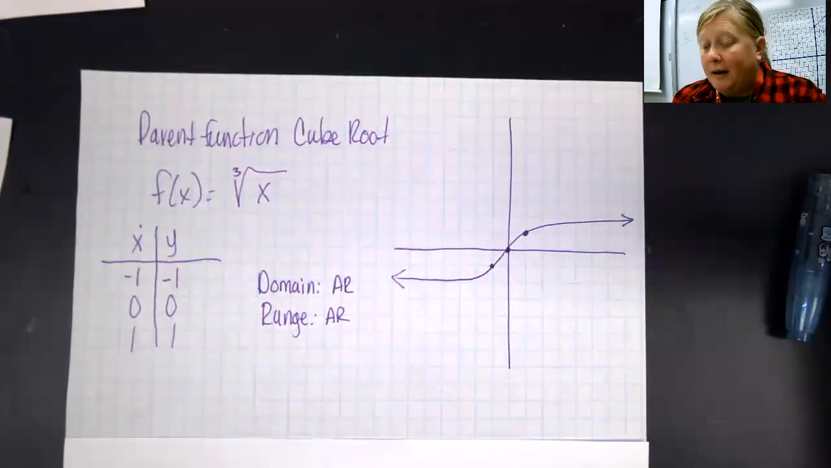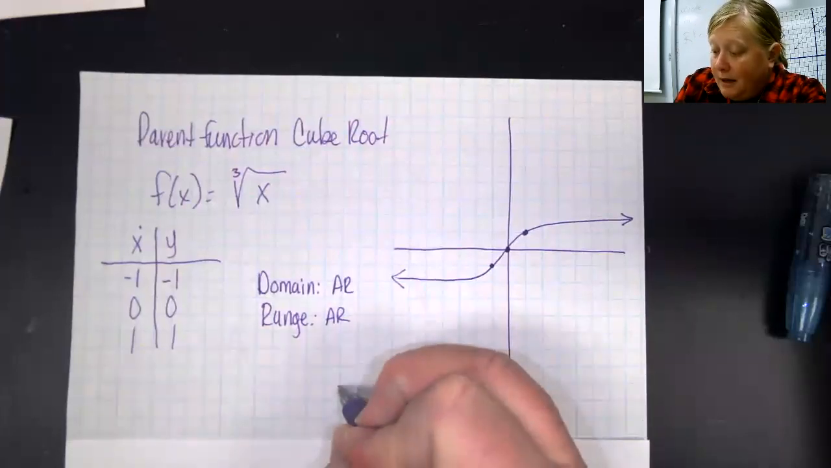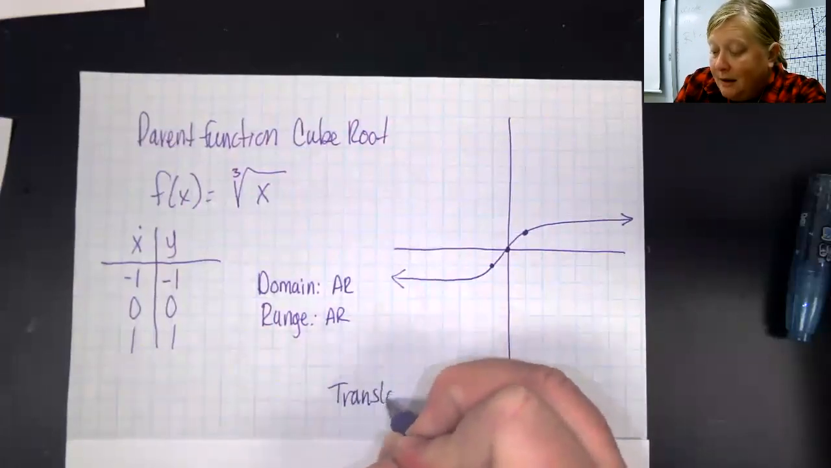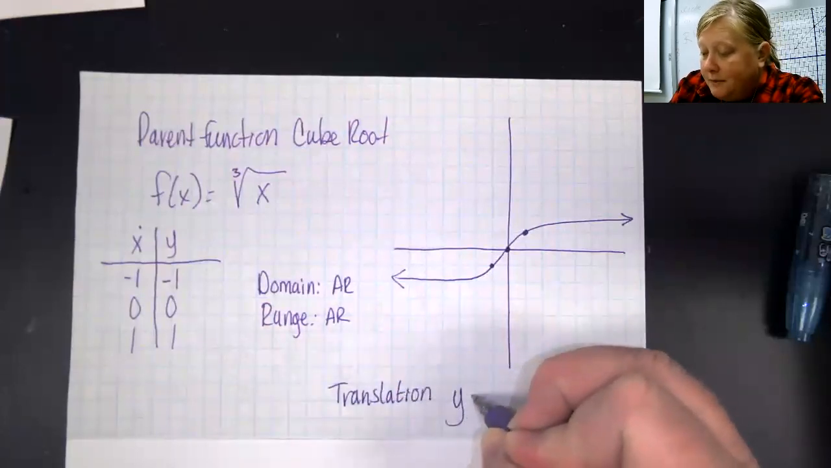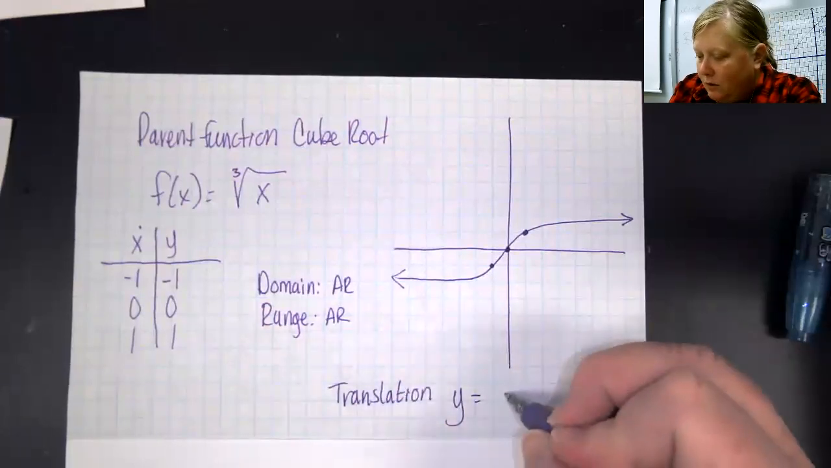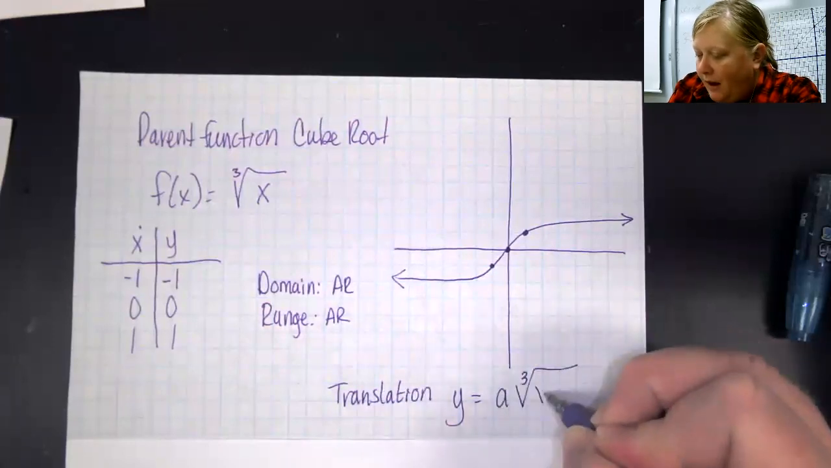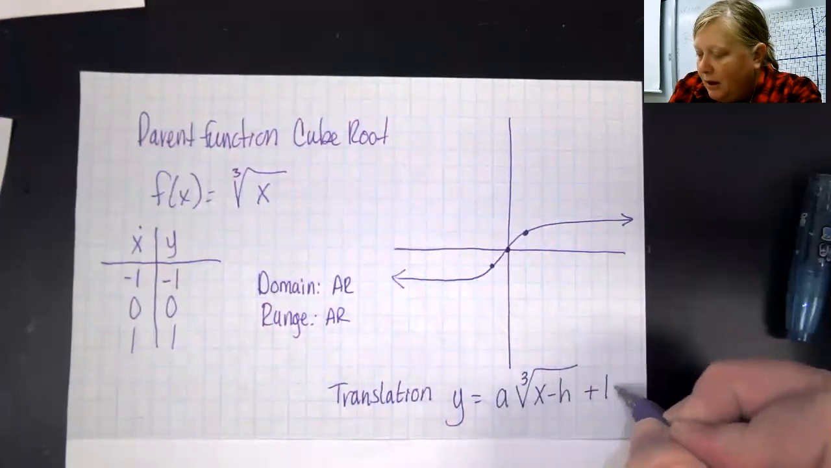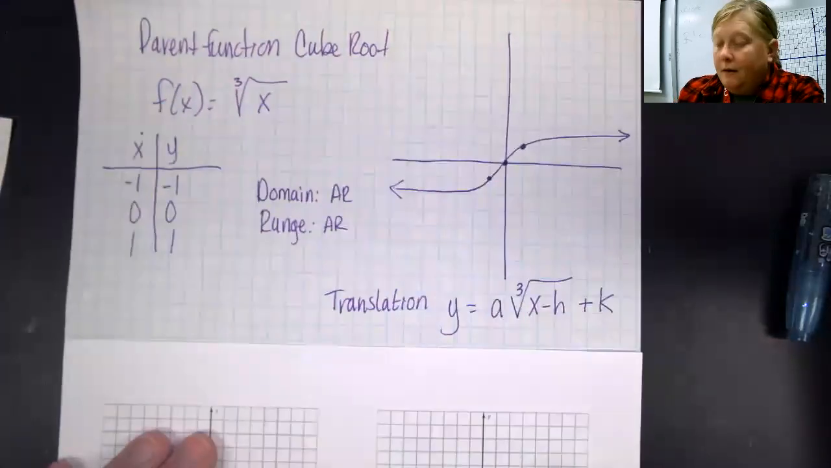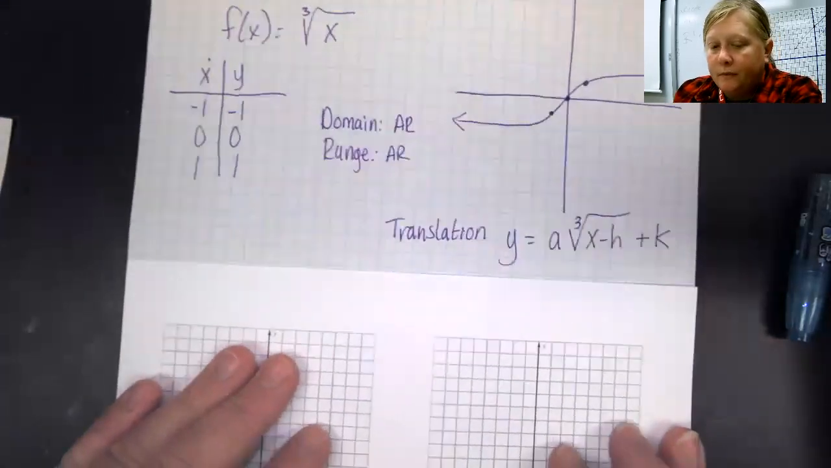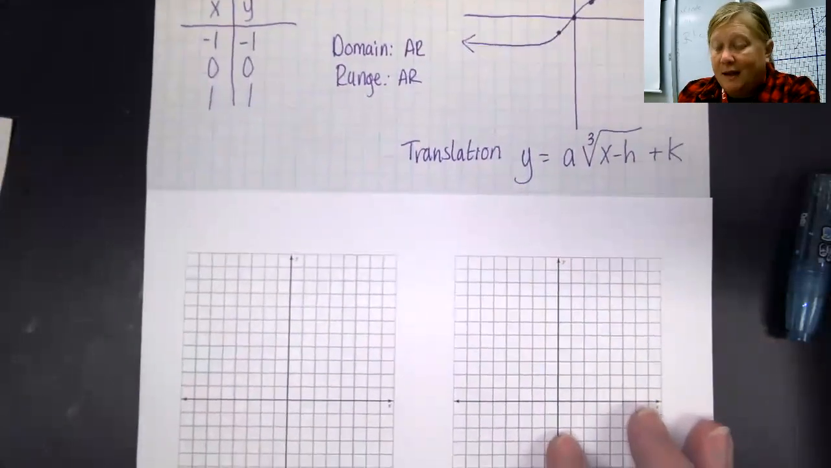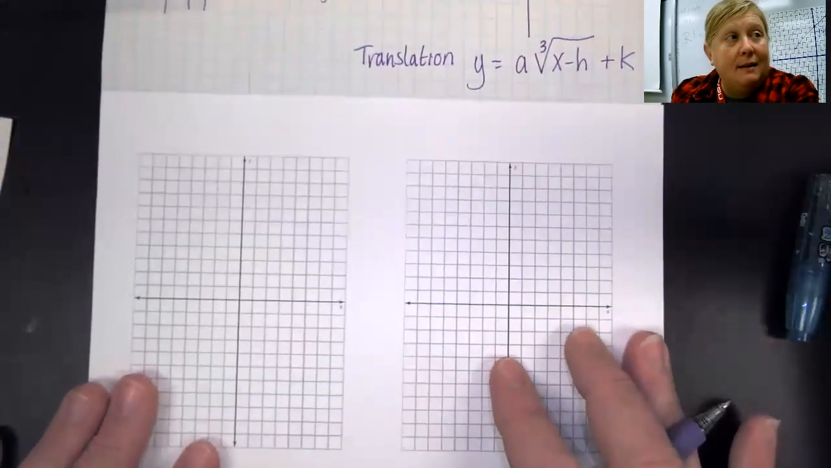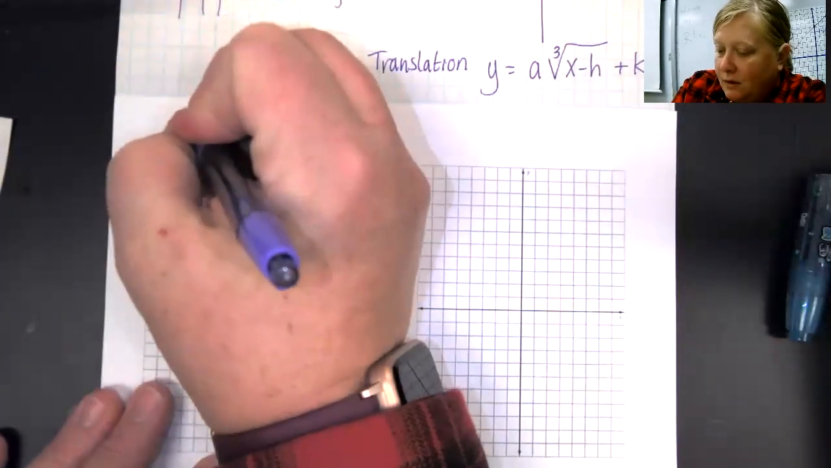Now, can I go ahead and do the same thing as far as the translation piece? Yeah, it's the same thing. And we're going to use the same pattern. So f of x equals a cube root of x minus h plus k. So again, a is your slope. It's the same thing. We're going to use the same methods as before. So here we go.